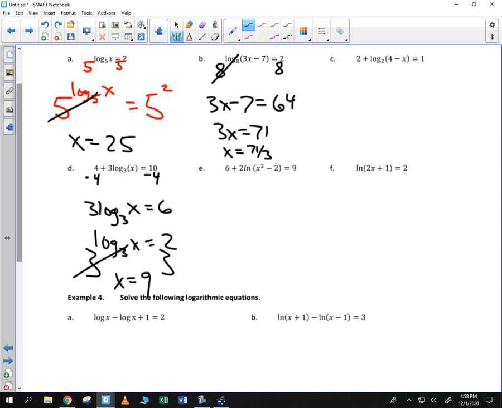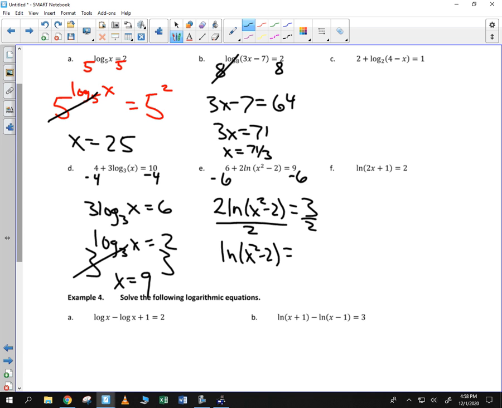What if it's something that involves natural log? No big deal. Subtract the 6. 2 natural log of x squared minus 2 is equal to 3. Divide by the 2. Natural log of x squared minus 2 is equal to 1.5. How do we get rid of the natural log? You create a base of e. And when you do that, you get x squared minus 2 is equal to e to the 1.5.